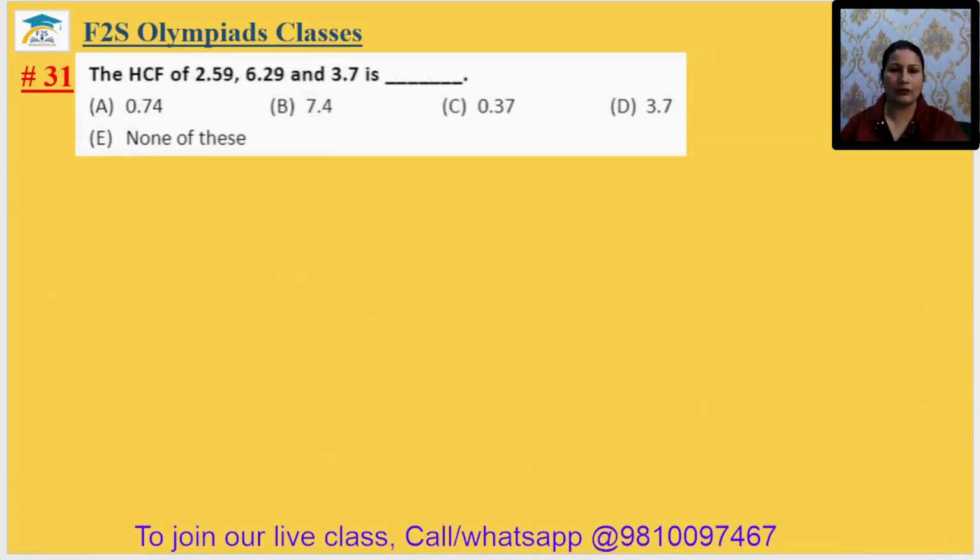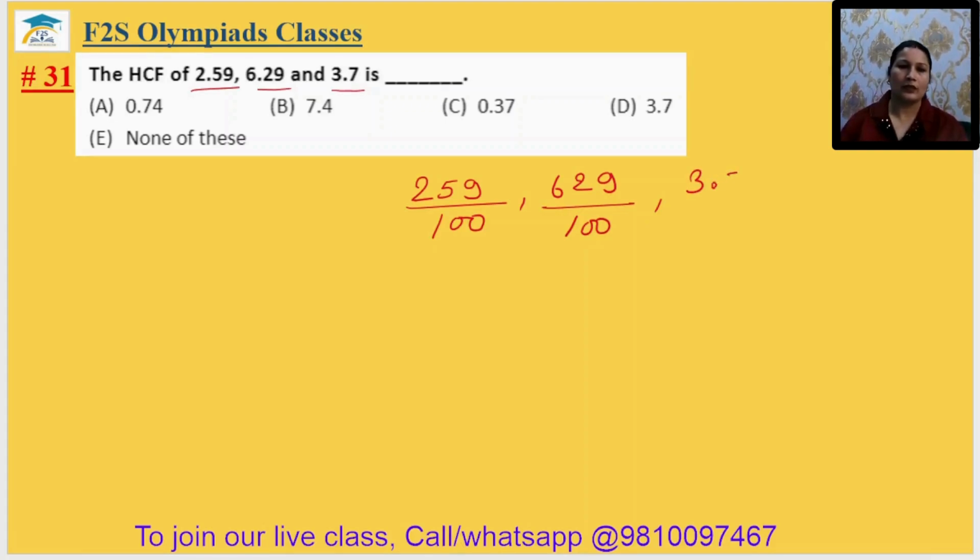Okay. Question number 31. The HCF of 2.59, 6.29 and 3.7 is. So how can we find out the HCF? In step 1, we will write the numbers as fractions. So the fractions will be 259 upon 100, 629 upon 100, 37 upon 10. How can we find out the HCF of fractions?